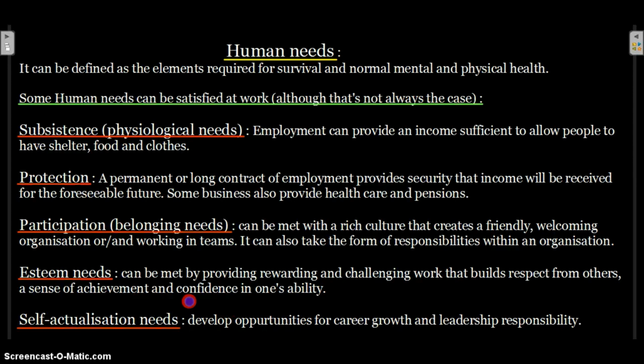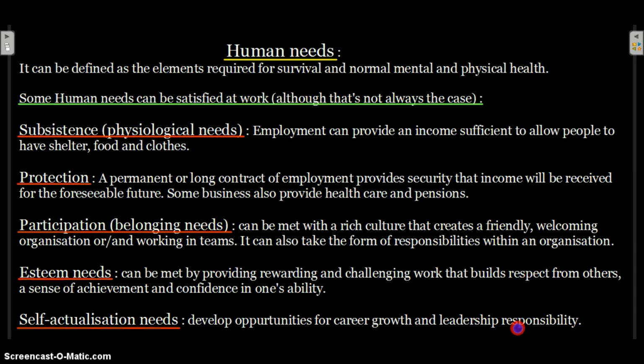That's what esteem is. And finally, we have self-actualization needs, which in Maslow's hierarchy of needs is at the topmost level. This can be satisfied by developing opportunities for career growth and leadership responsibility. So when your career is moving on, you are growing in your career, you're moving ahead, you're making more and more achievements, then your self-actualization needs are being fulfilled.